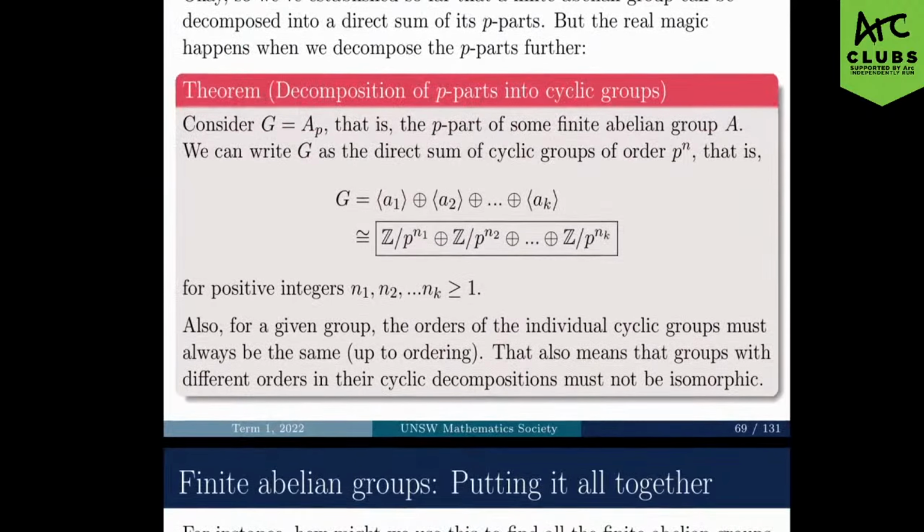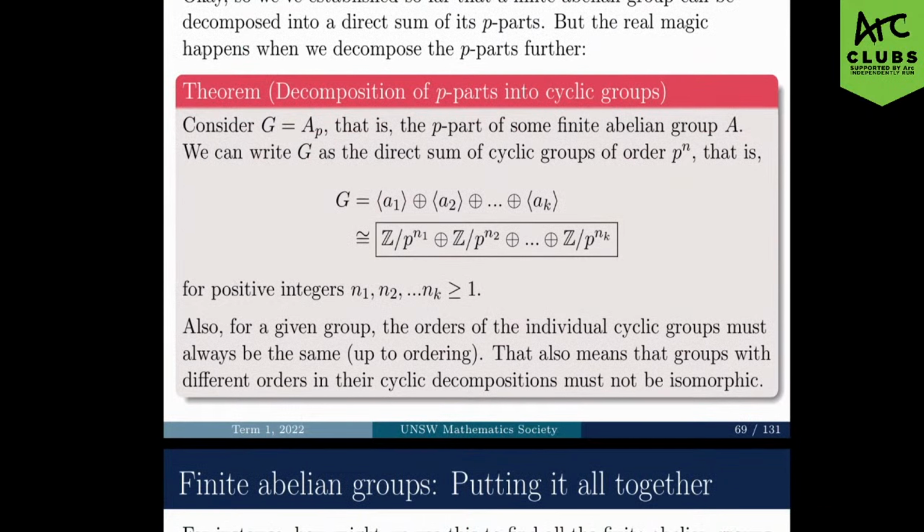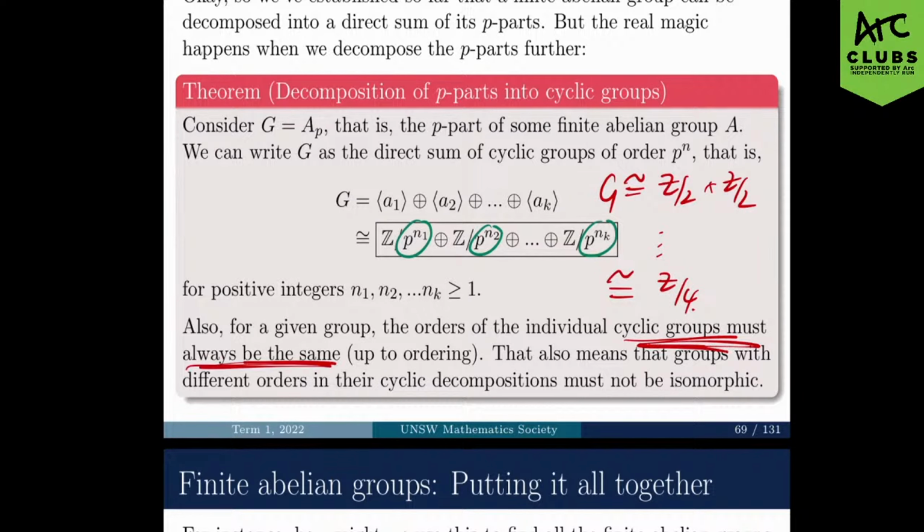Right, and so another thing is that for a given group, the orders of these cyclic groups, so p to the n1, p to the n2, p to the nk, must always be the same up to ordering. So for example, you can't have a group being isomorphic to Z on 2 times Z on 2, and then also isomorphic to Z on 4, right? Because the orders of these individual cyclic groups must always be the same. So this is not possible.